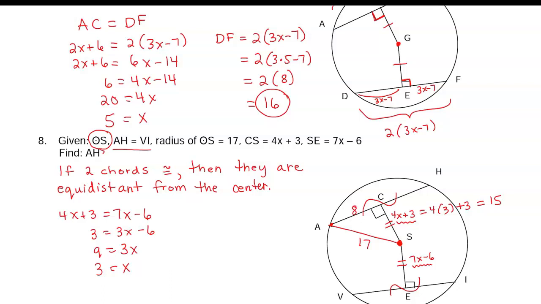And if I need to find the length of AH, that's the whole chord. 8 is labeling half of it. A to C is 8, so C to H is 8, for a total of 16. So the length of AH is 16.